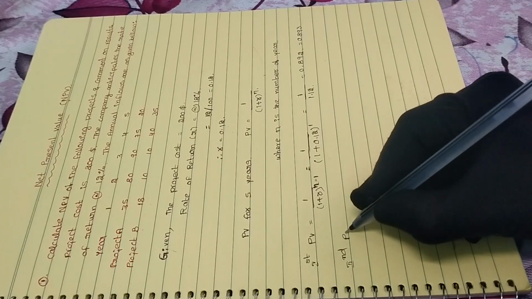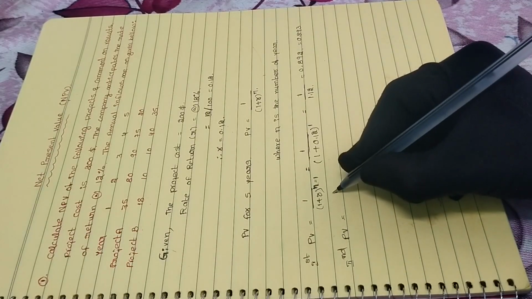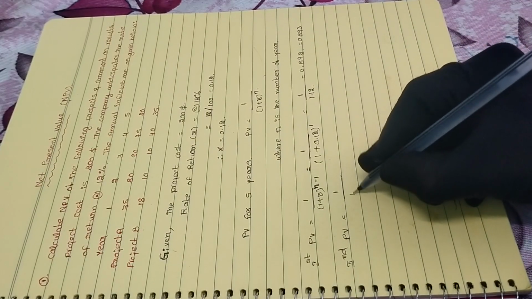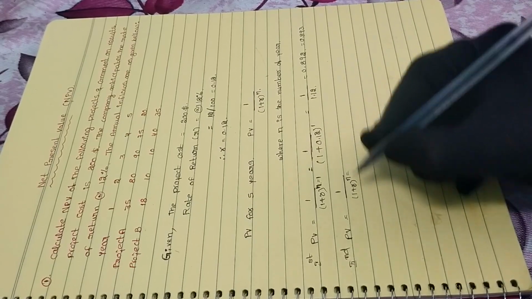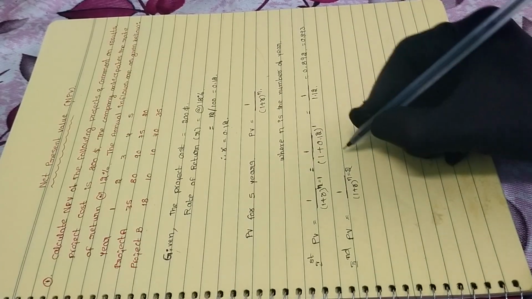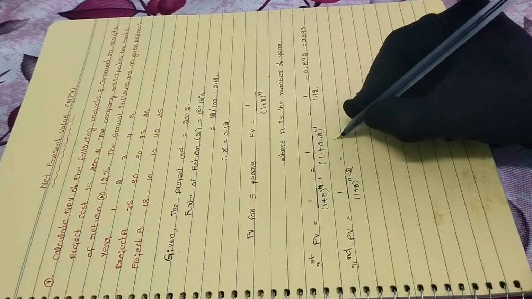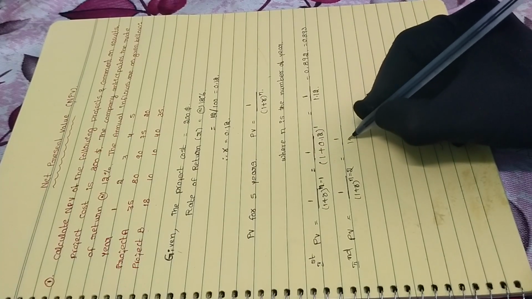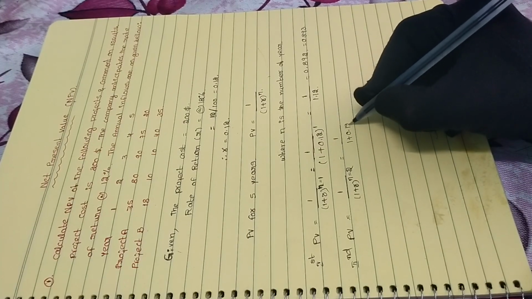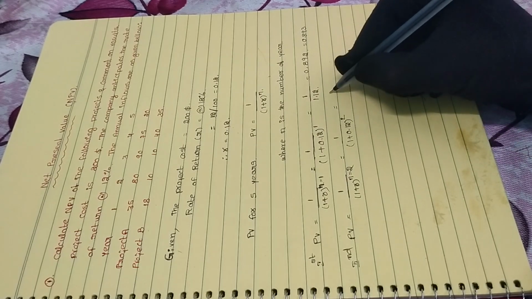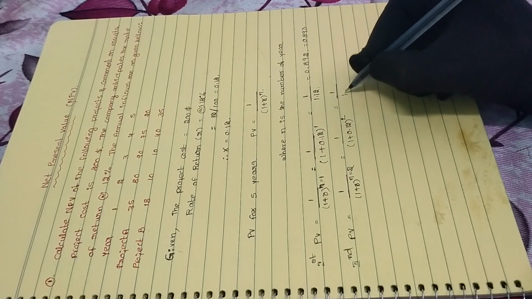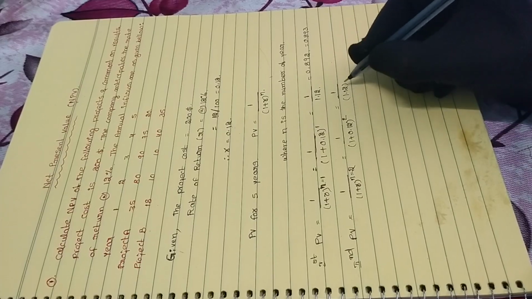Now let us calculate the second year PV. Second year PV is equal to, formula is same, 1 by 1 plus R whole power n, where n is equal to 2, second year means n is equal to 2. Then it becomes 1 by 1 plus 0.12 whole power 2, square it comes. Then 1 by 1.12 square.